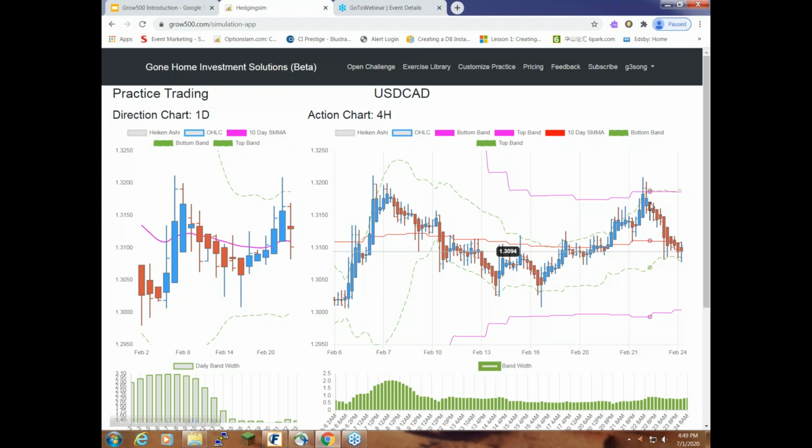So I should short here. And when I short here, let's see how it goes. So you can simulate all your activities using this app.